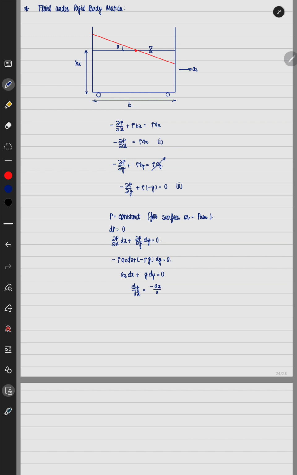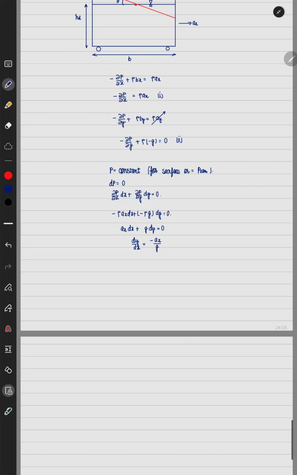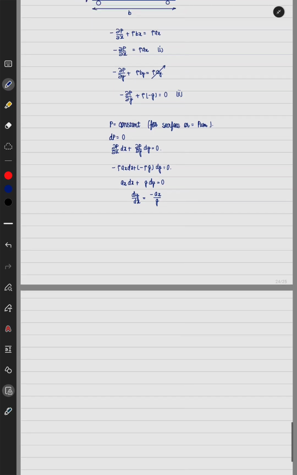minus ax by g. The acceleration due to the motion in x direction is given by ax, and the force per unit mass is given by g, which is acceleration due to gravity. So dy by dx is dimensionless, and in the right hand side the dimension of ax is meters per second square, and the dimension of g is also meters per second square, and dy by dx is given by tan theta. At any point tan theta is given by dy by dx is equal to minus ax by g.